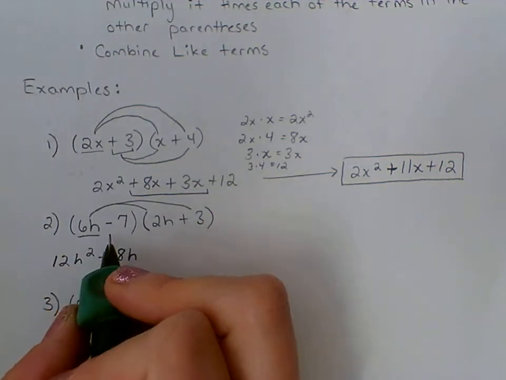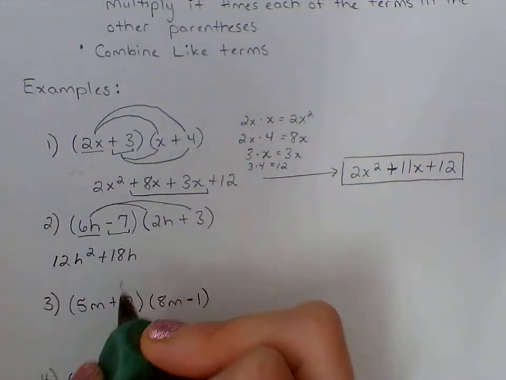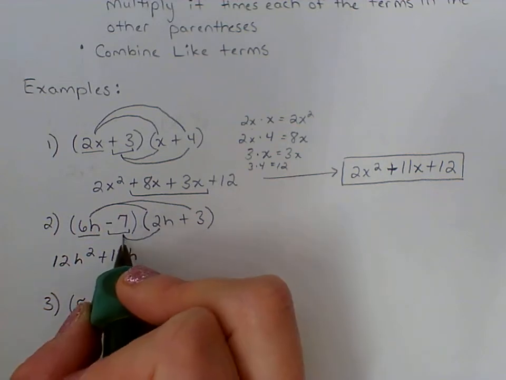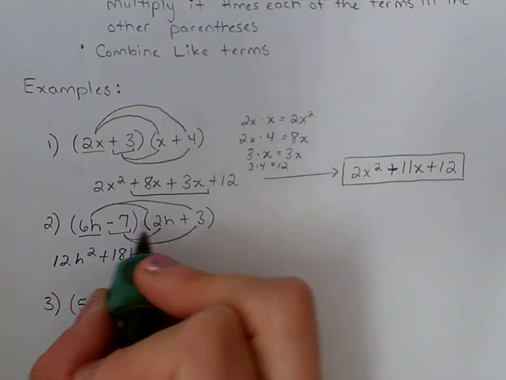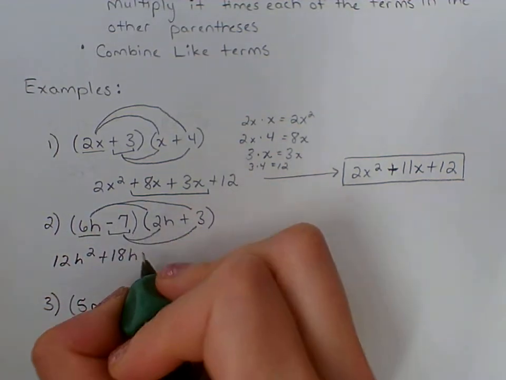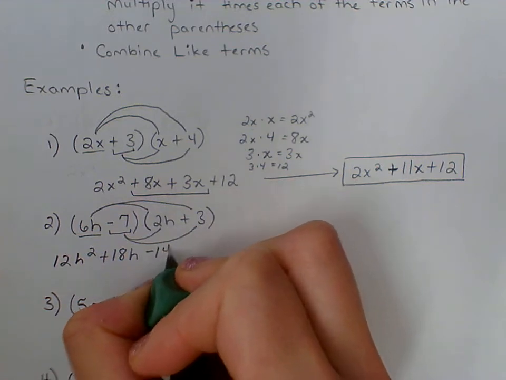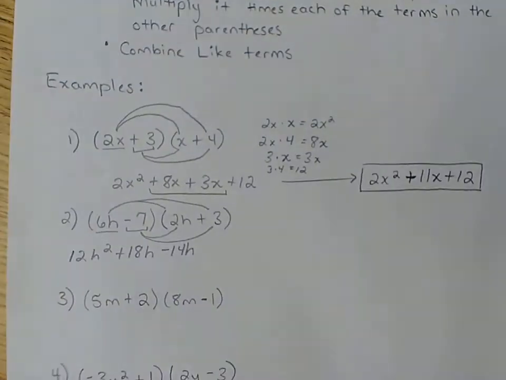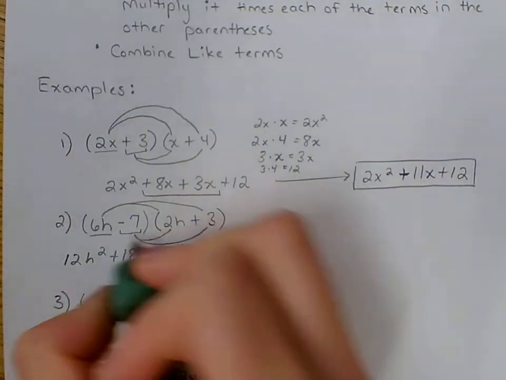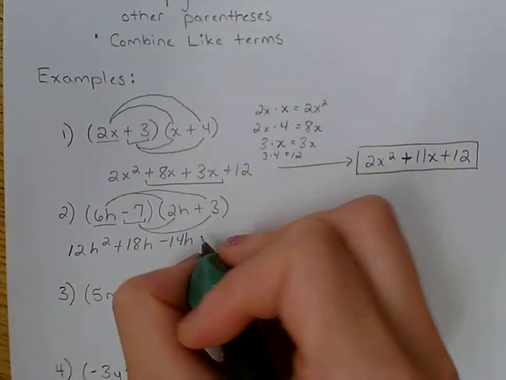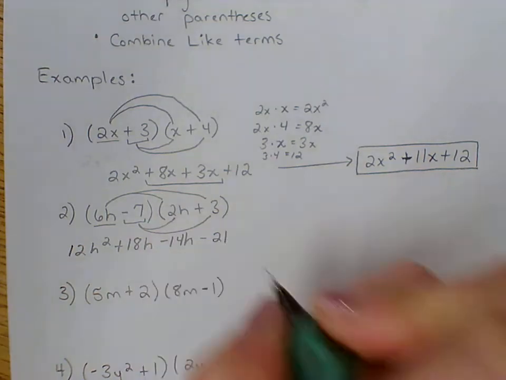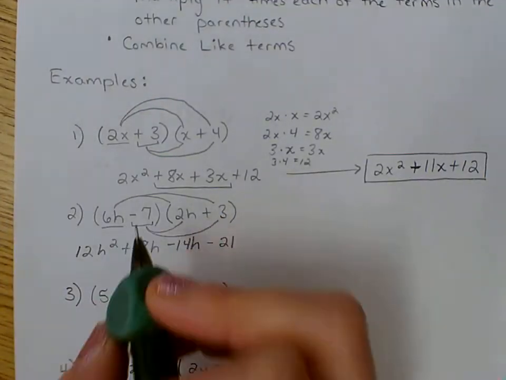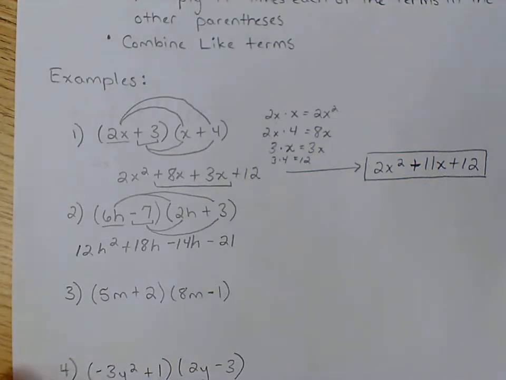So now I'm going to take my negative 7 and do the same kind of thing. So it's going to be negative 7 times the 2h, and then negative 7 times the 3. So negative 7 times 2 ends up being a negative 14, and then notice that h just comes down because it doesn't have anything to multiply with. And then we take negative 7 times 3, so negative 7 times 3 ends up being negative 21. Make sure you don't ignore the signs that are in front of these numbers. That's where a mistake is made quite often, okay?